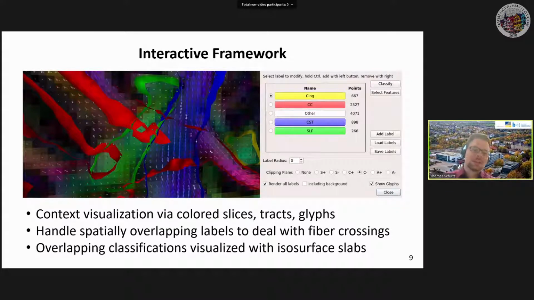And something that is special also about classifying diffusion MRI is that because of these crossing tracts, we don't have mutually exclusive class labels as we have in many other semantic segmentation tasks. It can perfectly be that a voxel belongs to multiple classes. And this we reflect, of course, in our design, but also in the visualization. So here we use isosurface slabs to show the segmentations. Here, for example, you see that the corpus callosum, which is shown in red, intersects the corticospinal tract, which is now highlighted in blue.